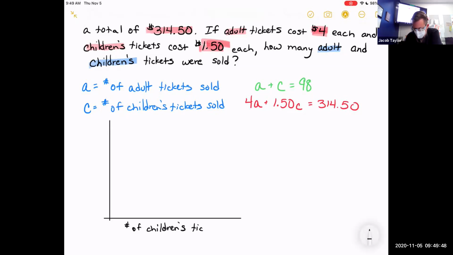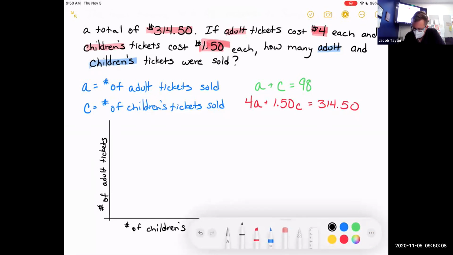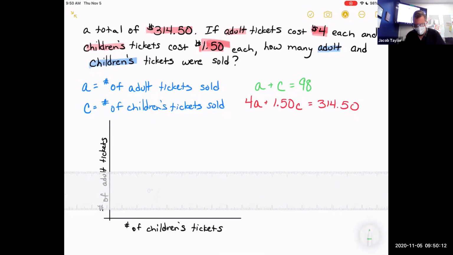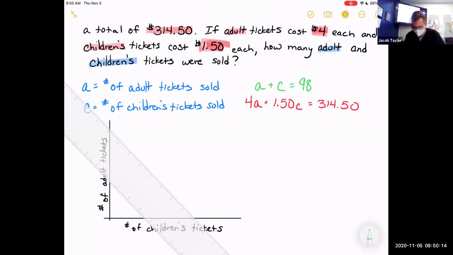So it doesn't matter whether I do adults on the x-axis or children's on the x-axis. I'm putting children's on the x-axis just because. It's going to be the same no matter what. That's exactly right. So my first equation, A plus C equals 98, I wrote in green, so I'm going to go ahead and do the line in green. And I'm just going to do a very, very rough estimate. I'm going to say it looks kind of like this.